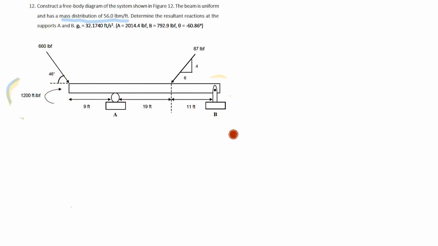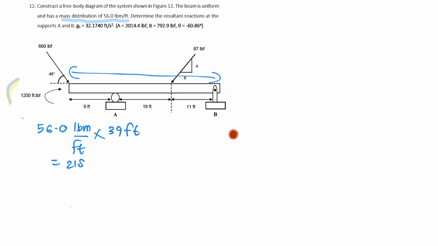Okay, so the 56.0, I put it as 50.0 lbm per feet. You need to multiply with the whole length of the beam. The whole length of the beam is 11 plus 19 plus 9, which gives 39 feet. So multiply by 39 feet, and you are going to get 2184 pound mass. It's not done yet.